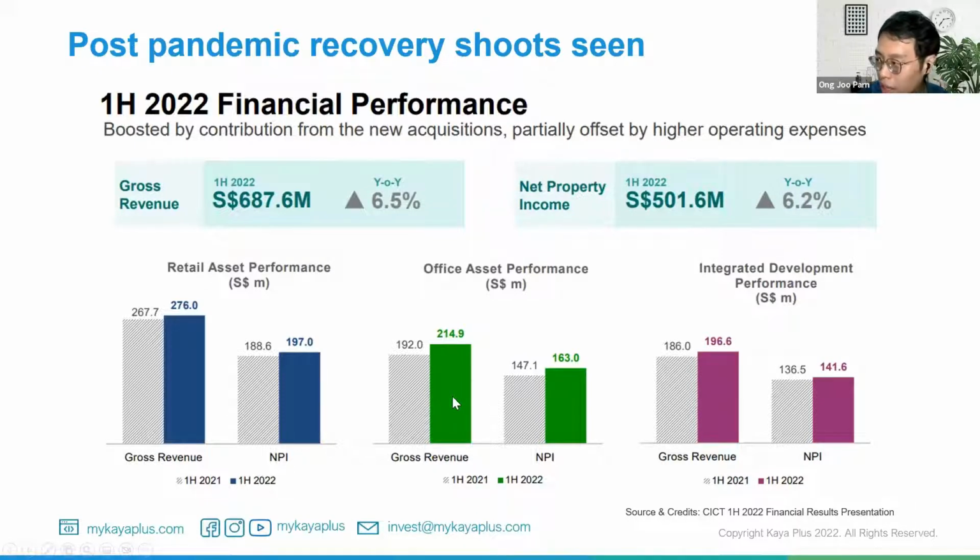Overall, if you split down into their office buildings, you can see that it's growing as well, from 192 million up to 240 million. Even the integrated development performances, the malls and the other hybrid properties that function as both offices and also malls, have been showing improvement as well, right? That is already what we call recovery shoots based on the first half performances of CICT.